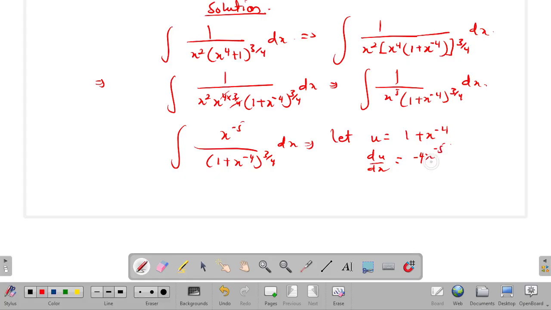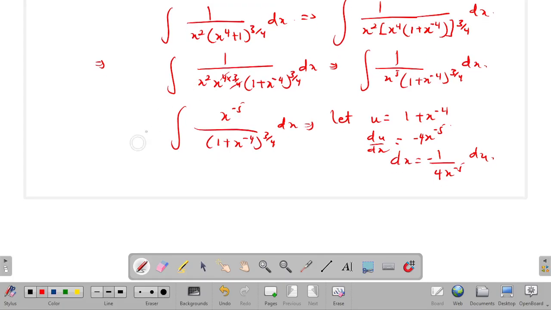So once you have this, then we've got to convert the dx to du, right? So we need to make dx a subject. So the dx is simply going to be 1 over negative 4, x to the power negative, like this, du. We put this one down. So when you come back, you have the integral of x to the power negative 5 over the expression, this, to the power 3 over 4. Then the dx is now this expression times negative 1 over 4 x to the power negative 5, so that this simply cancels this out.